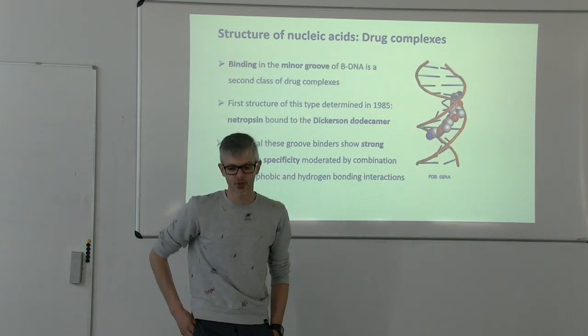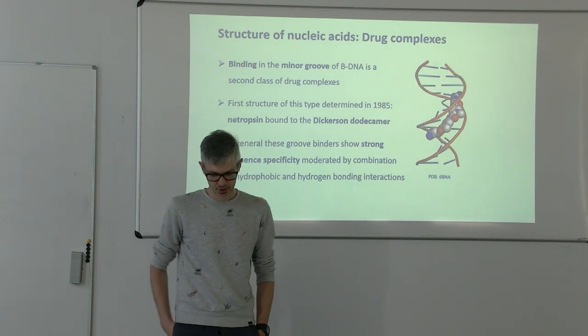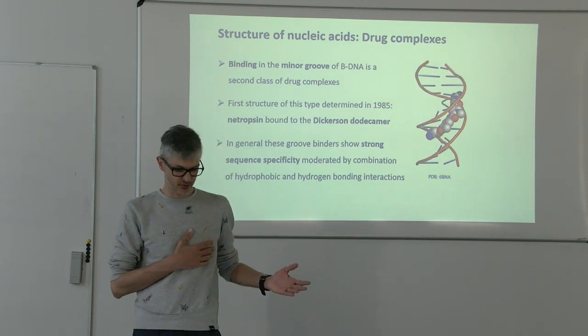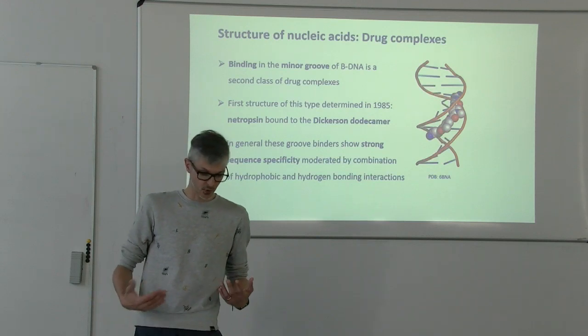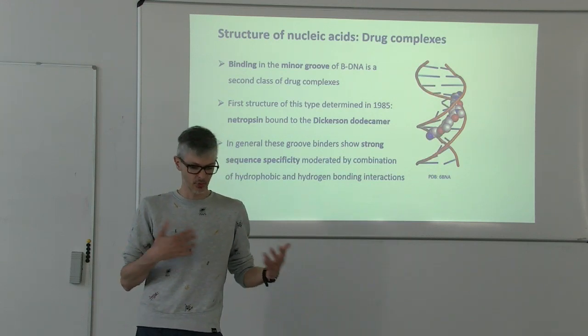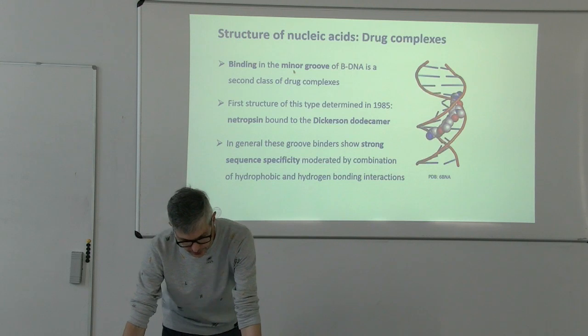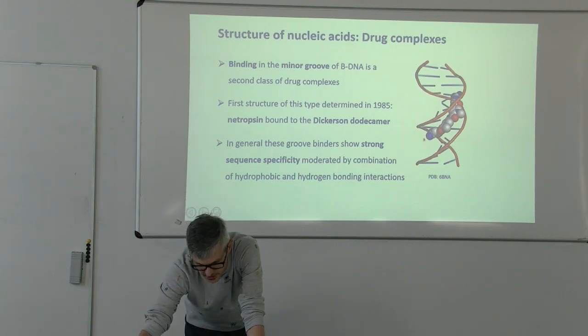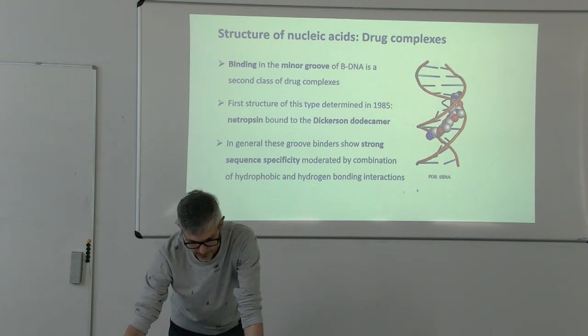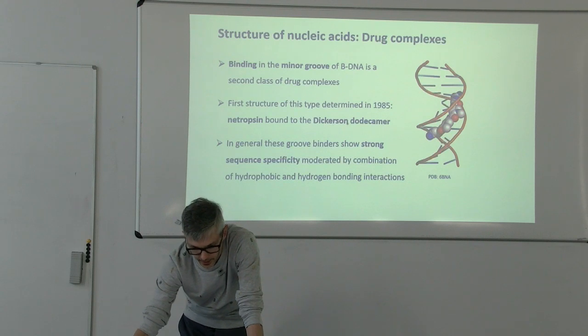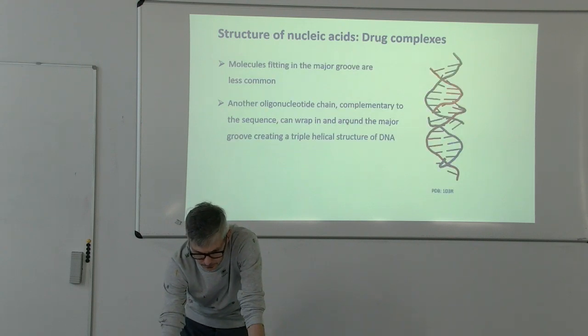A second one is the groove binders. So there are different ways. Of course, you have the small groove and the large groove. So you can have molecules binding in the small and in the large, so in the minor groove. So this is one such example. If you want to visualize it yourself, you could use this PDB code and load it in your panel.